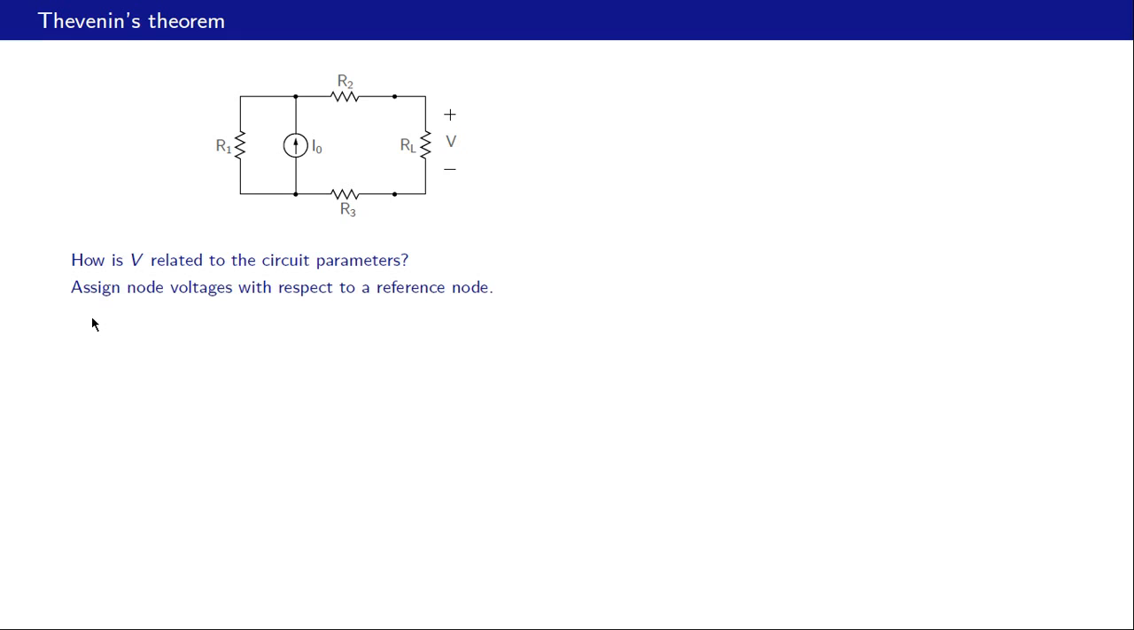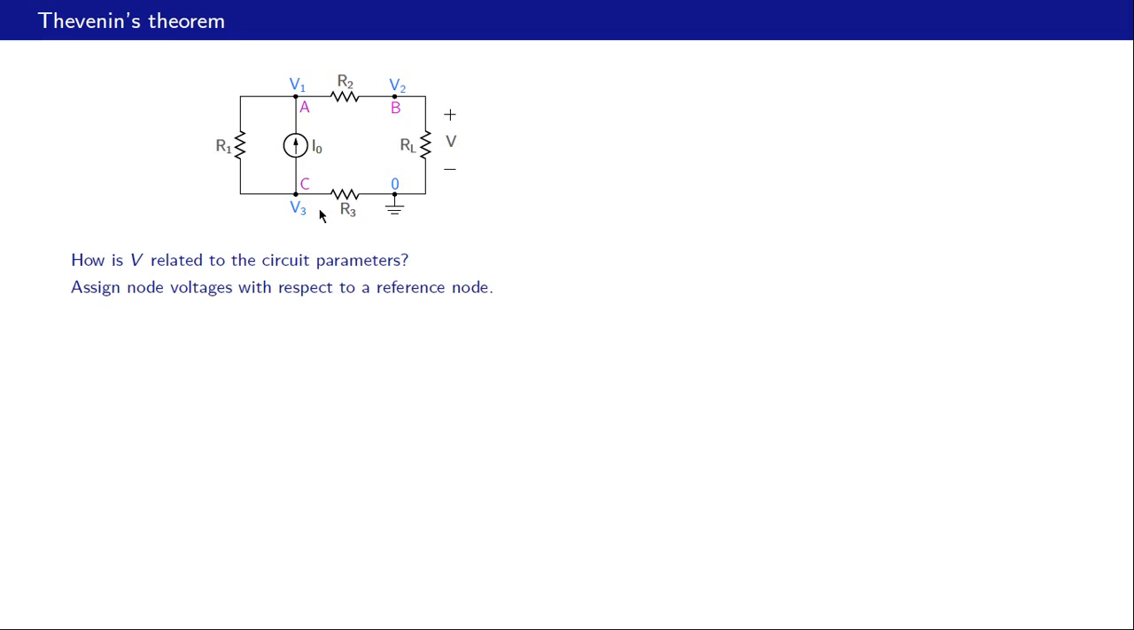We begin by assigning node voltages to these various nodes in the circuit with respect to a reference node. So let us first choose a reference node. We have taken that as the reference node, so the node voltage there is 0 volts. And with respect to that reference node, the voltage at node A is V1, the node voltage at B is V2, and the voltage at node C is V3.